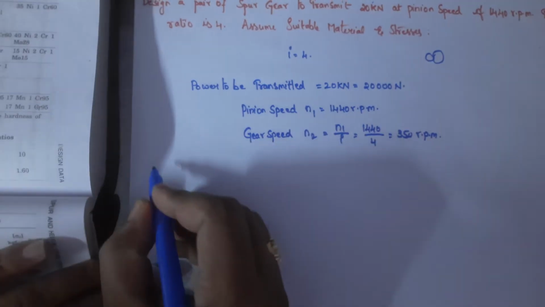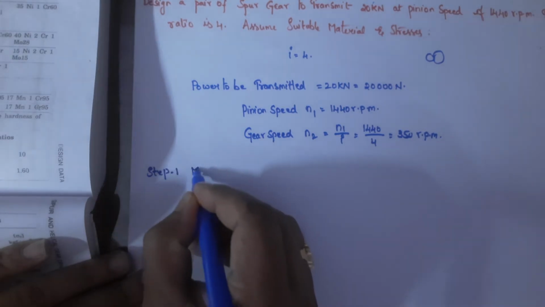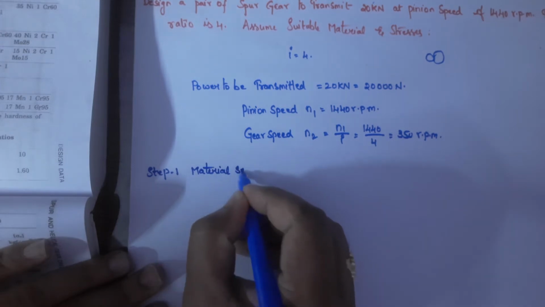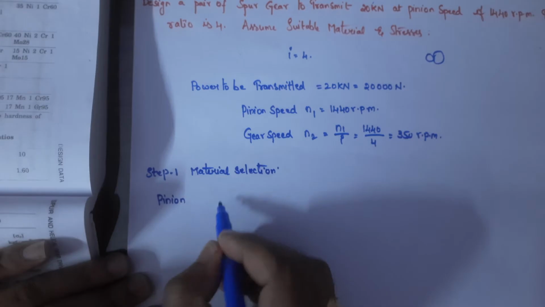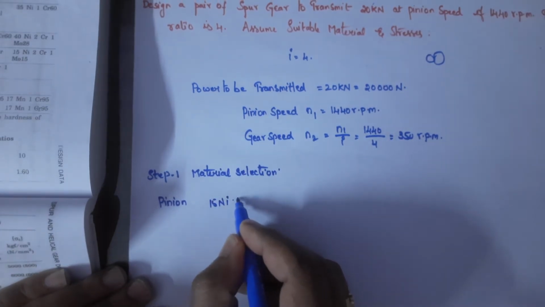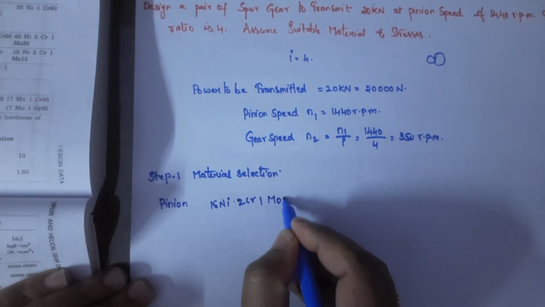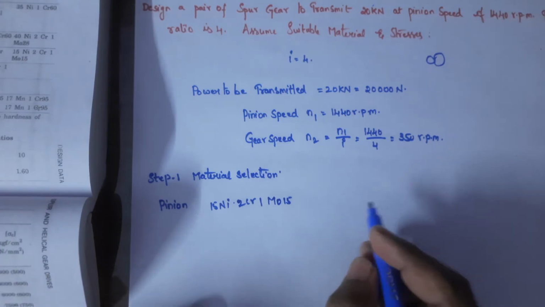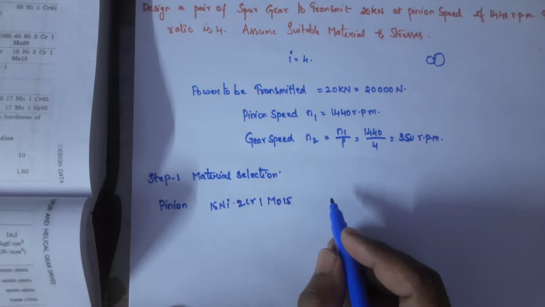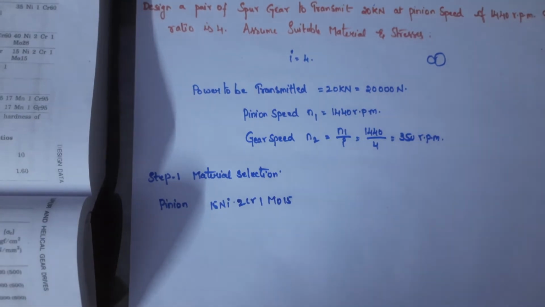So step number one is material selection. I have selected the pinion material as nickel and chromium steel. The heat treatment process also plays an important role. If it is carburized, we take a different material, with surface hardness more than 350. If it is not carburized, we can take less than 350. So the heat treatment process has an important role.